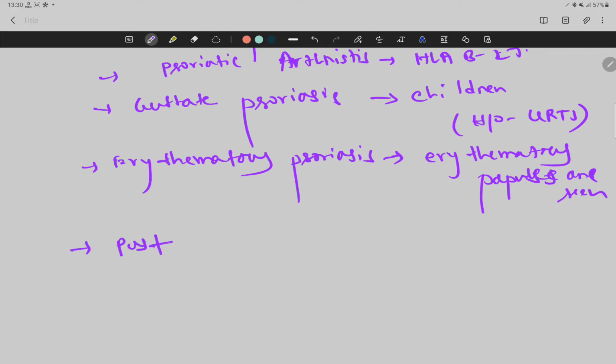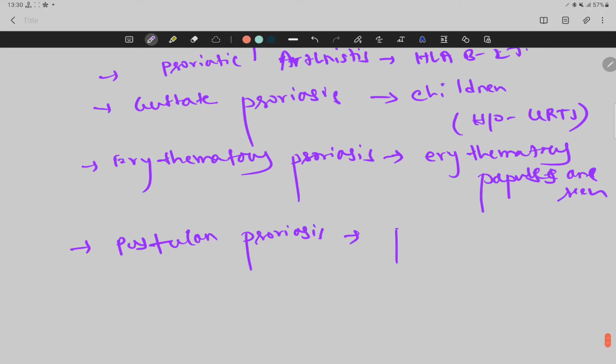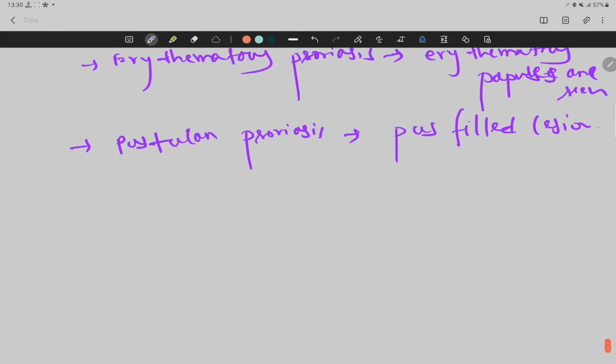In case of pustular psoriasis, pus filled lesions are seen. But if this pustular psoriasis occurs in pregnancy, then it is called impetigo herpetiformis.